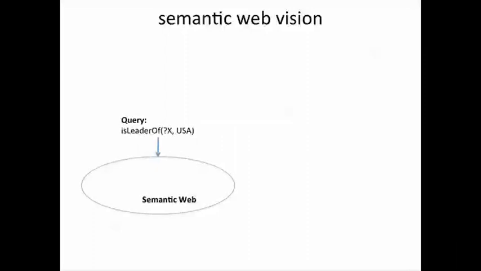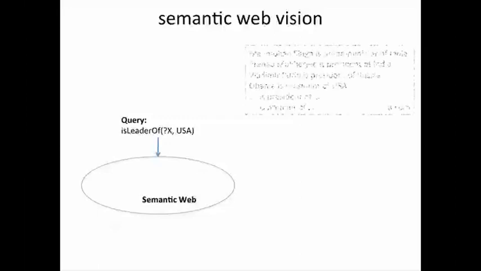So let's look at the vision that Tim Berners-Lee espoused way back in 2000 called the semantic web, which essentially puts together some of the ideas that we've been talking about in the past few minutes. So to answer a question or query like, who is the leader of USA, a semantic web system or web intelligence system incorporating semantics would proceed something like as follows.